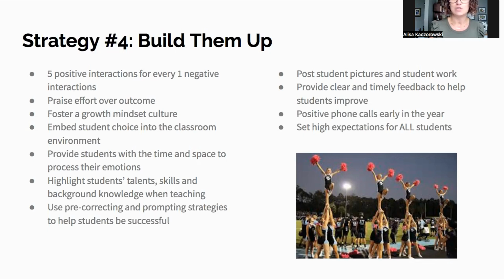So what can we do to build up our kids? First, we can identify some of those kids that we struggle to have positive interactions with, you know the ones. And let's try to have 5 positive interactions for every 1 negative. Do what you want with those numbers, right? Don't get hung up on that 5 and 1. The idea here is that we are being cognizant of our positive versus our negative interactions with kids.